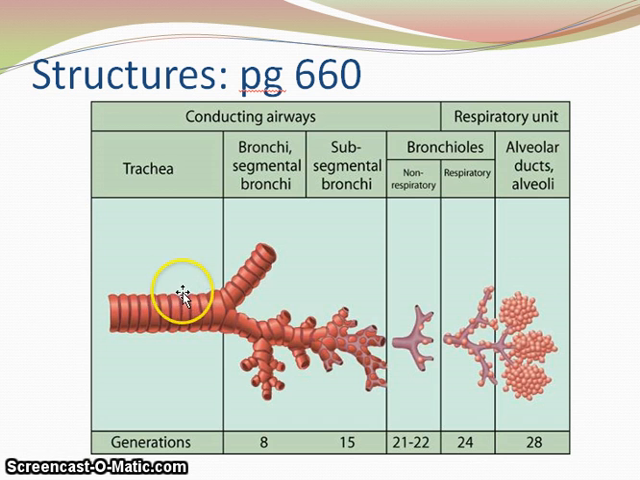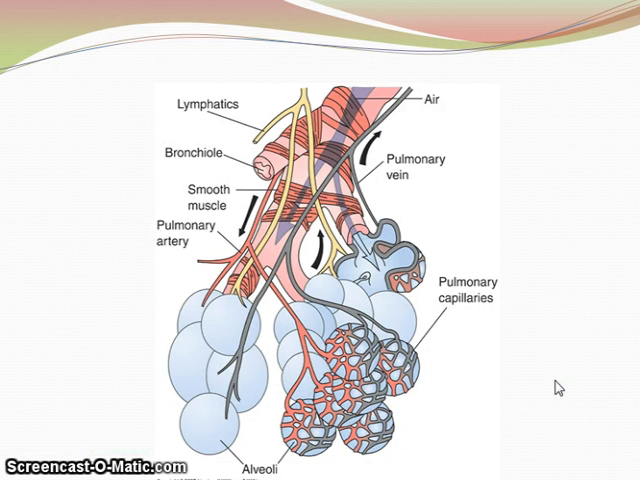So we go trachea, bronchi, right? Then we get subsegmental bronchi, so each of your main bronchi will segment more. Then we get to bronchioles, right? And then we get all the way down to your alveoli, or the tiny little air sacs of your lungs, right? They will look like little clusters of grapes sitting off of your bronchioles.